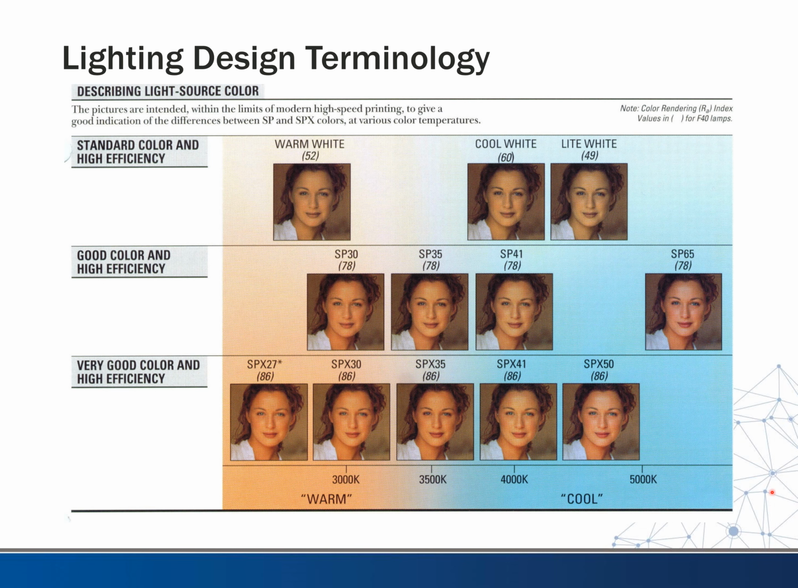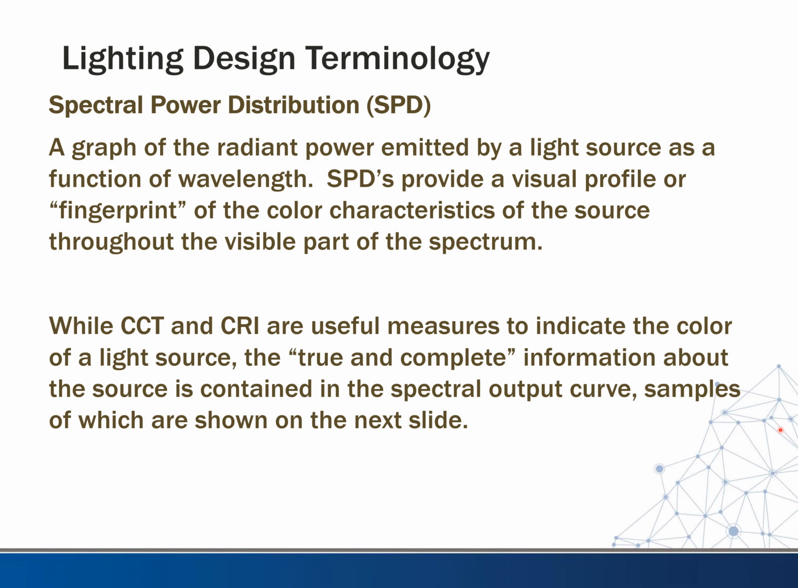Another concept we need to be aware of is the spectral power distribution. It's a graph of the radiant power emitted by a light source as a function of wavelength. SPDs provide a visual profile or fingerprint of the color characteristics of the source throughout the visible part of the spectrum. While CCT and CRI are useful measures to indicate the color of a light source, the true and complete information about the source is contained in the spectral output curve. Let's take a look at what this looks like.